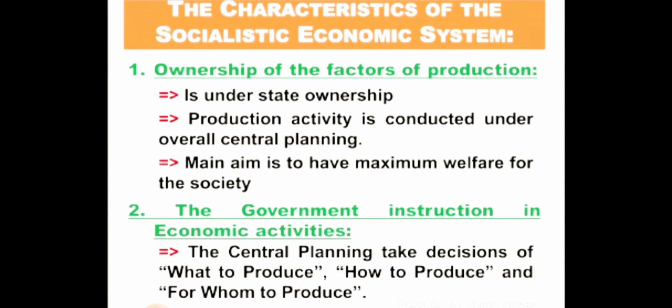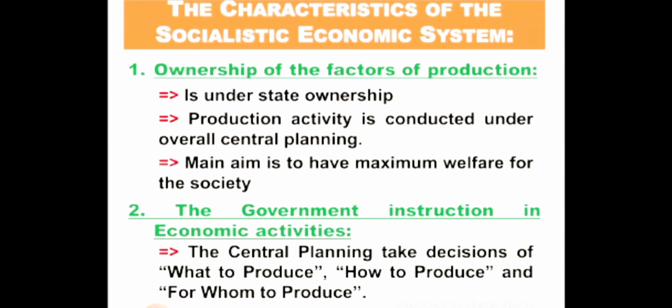Number 1, ownership of the factors of production. In the socialistic economic system, ownership of the factors of production is under the state or government. Production activity is conducted under overall central planning. That is, each kind of decision about production could be made by the government of that country, and every person is bound to follow that. The main aim is to have maximum welfare for the society, but not earning maximum or highest profit.